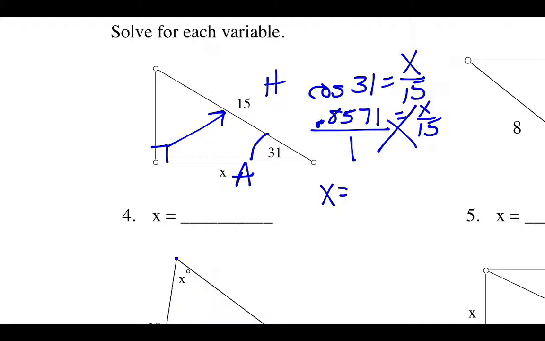So what I need to know is, what is 0.8571 multiplied by 15, because that's the other multiplication. So that's what I'm going to multiply by 15, and I end up getting 12.9 when I round to 1 decimal place. And that's where we're going to round on all of these, is to 1 decimal place.